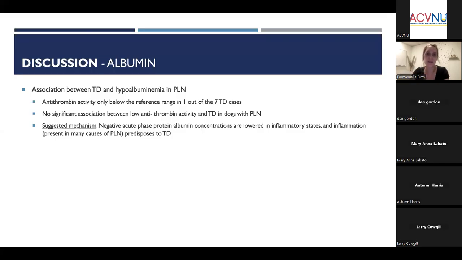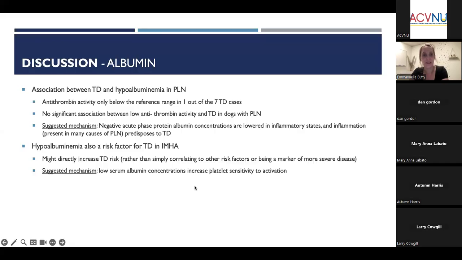One of the other suggested mechanisms could be that albumin is a negative acute phase protein. So with more inflammation that we can see in many causes of PLN, more inflammation could predispose them to thromboembolic disease. And we know that hypoalbuminemia is also a risk factor for thromboembolic disease in IMHA. The other suggested mechanism is that a low serum albumin could cause an increased platelet sensitivity to activation. So this hypoalbuminemia could be a direct increased risk for thromboembolism and not necessarily a marker of more severe disease.